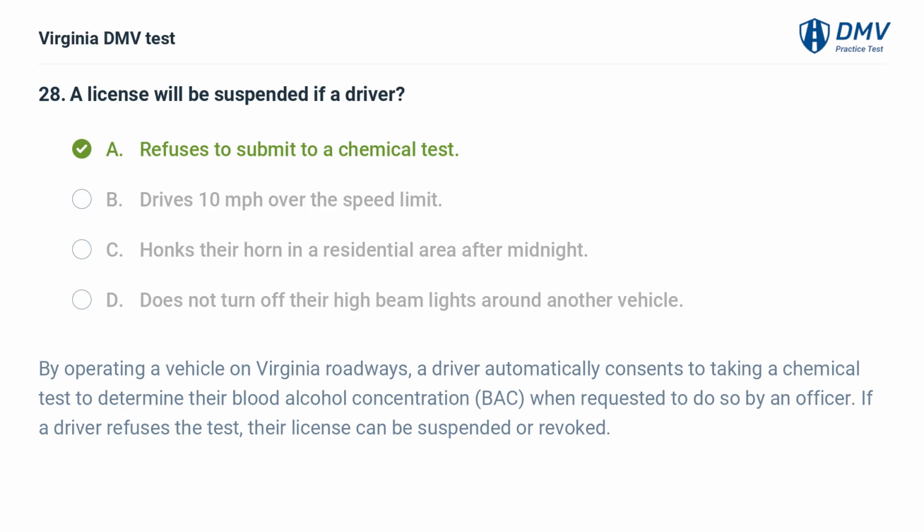By operating a vehicle on Virginia roadways, a driver automatically consents to taking a chemical test to determine their blood alcohol concentration, BAC, when requested to do so by an officer. If a driver refuses the test, their license can be suspended or revoked.